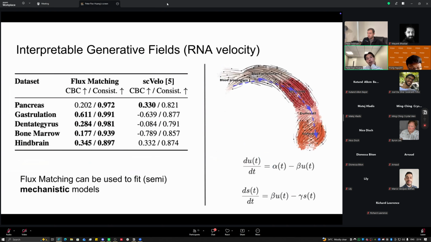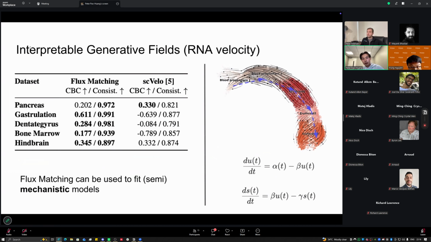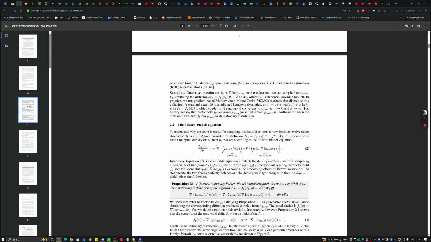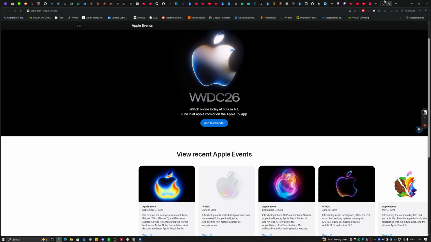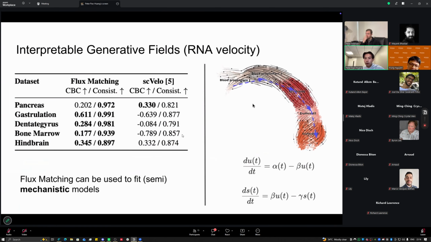So a second capability of flux matching is that we can use flux matching to fit these mechanistic or semi-mechanistic models. So here we're looking at the application of RNA velocity. I won't get into the details, but the goal of RNA velocity is, given a population snapshot of single cells, I want to learn the velocity of how these cells are moving through time in terms of their gene expression profiles.